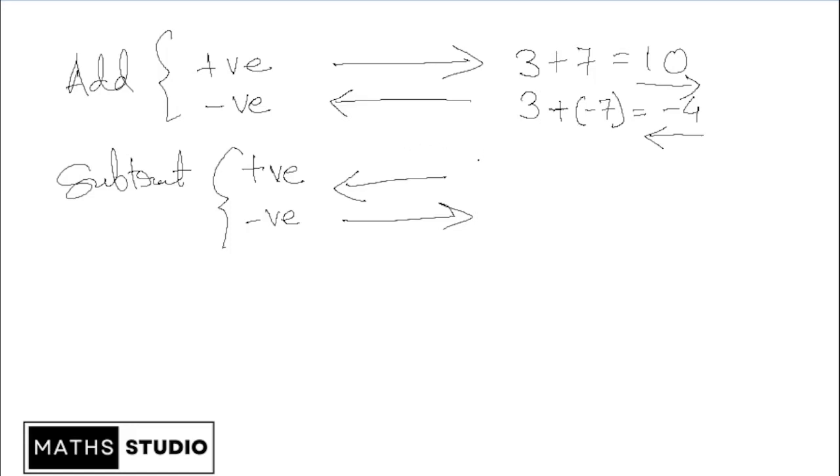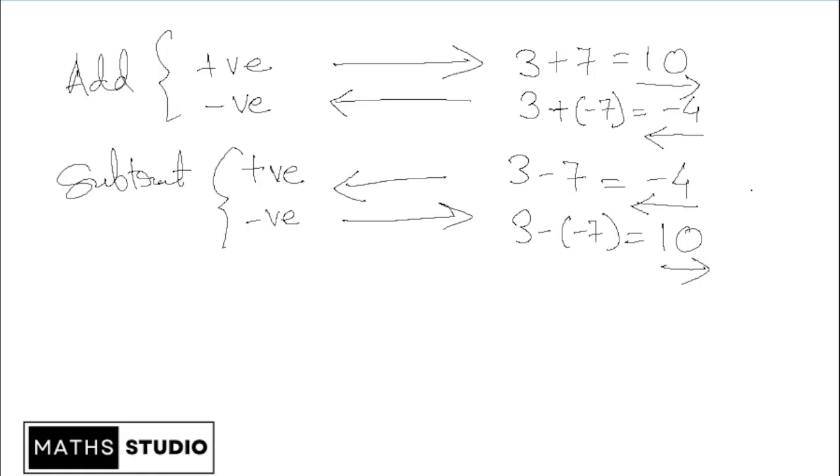Okay. When we are subtracting a positive number, 3 minus 7, that would be minus 4 again. So we'll be moving to the left side. And 3 minus of minus 7, that would be giving me 3 plus 7, because we would be moving to the right side. So that would give me 10. Okay. So this part is clear.